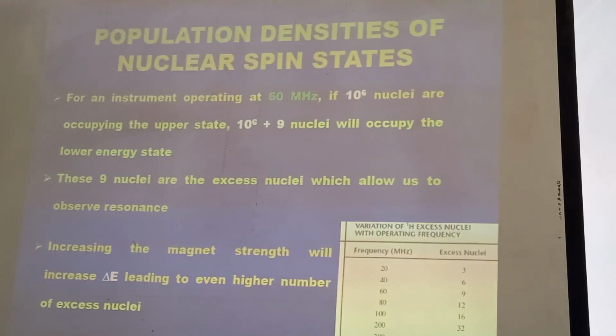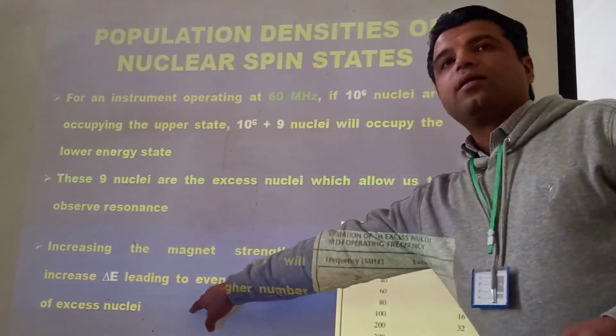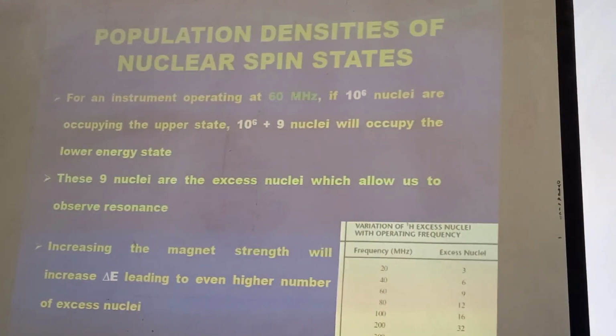So what does that have to do with the del E, or the magnetic field strength? If del E is higher, the number of excess nuclei will increase. These nuclei would be reluctant to go up. If the nuclei are reluctant to go up, they would be present in the alpha state. But some of them will still jump into the beta state. So an energy, a population gap is still there, excess nuclei are still there, and the number of these excess nuclei are higher than in a case when del E is smaller.